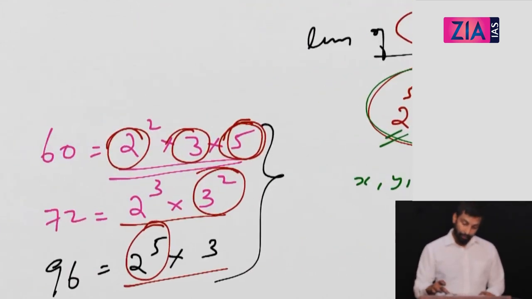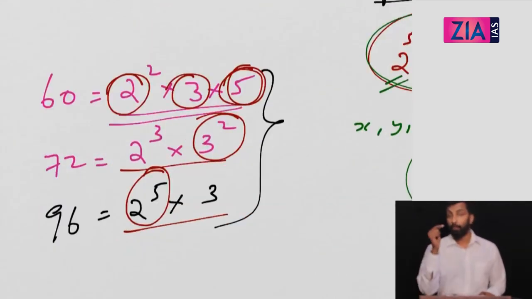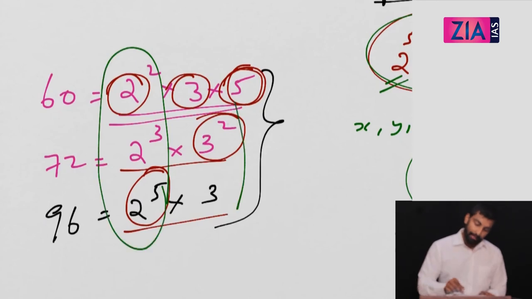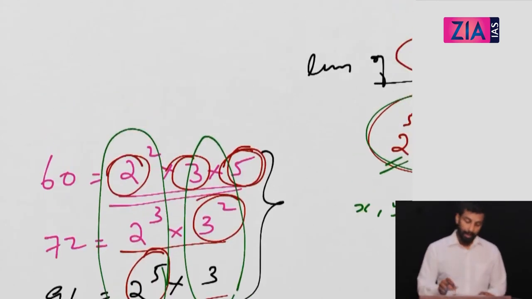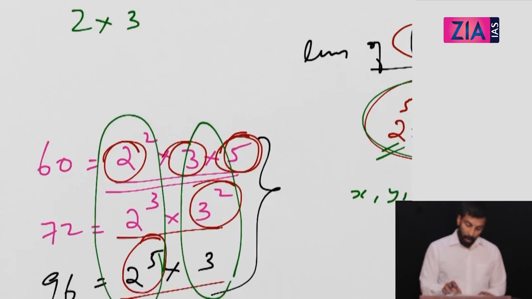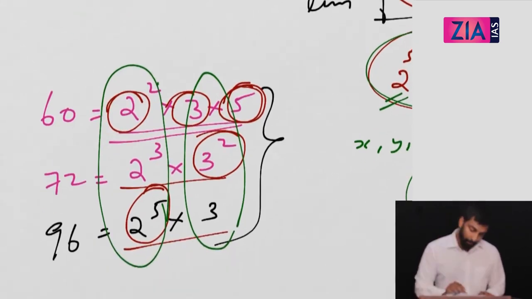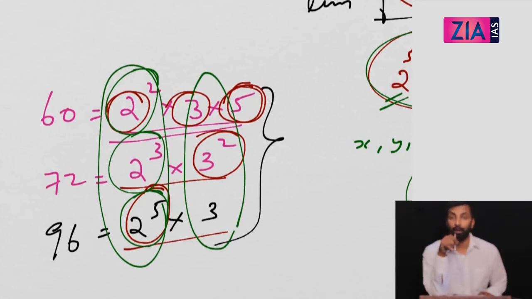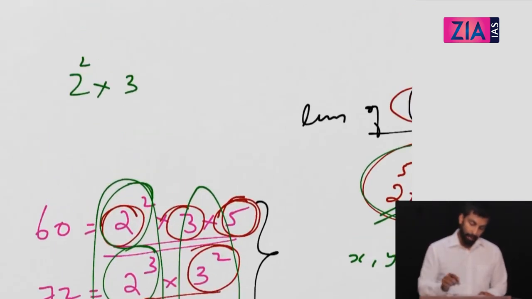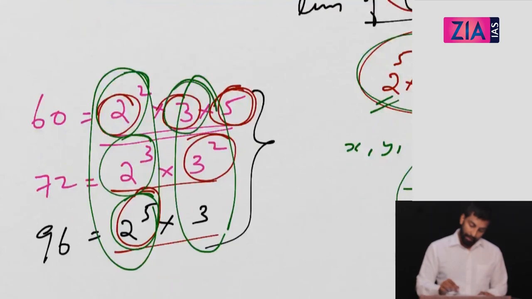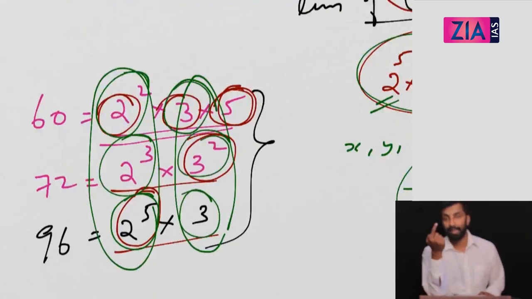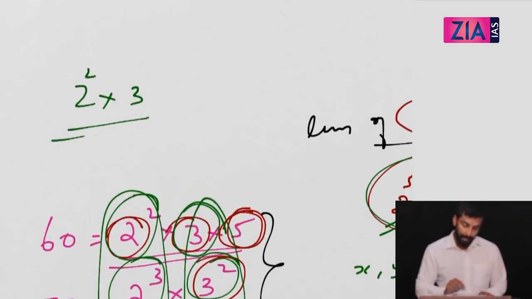Now, what is HCF? HCF is the highest common factor. Basically you need to find the common factors here. 2 is there in all, 3 is there in all. So your HCF will contain 2 and 3. But how much 2 is there in all? Here you have 2 square, 2 cube, 2 raised to 5. 2 square is common in all. So I will take 2 square. Then 3, 3 square and 3. So how many 3's will I take? I will take only 1. One 3 is common in all. So this is your HCF.